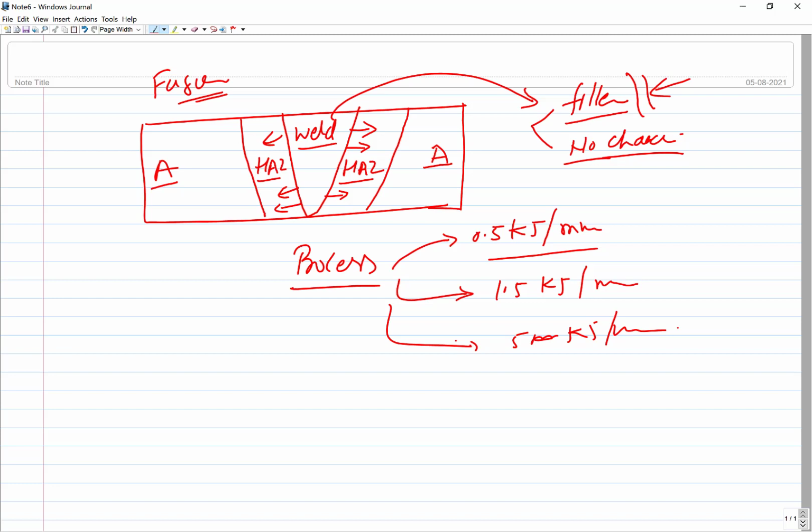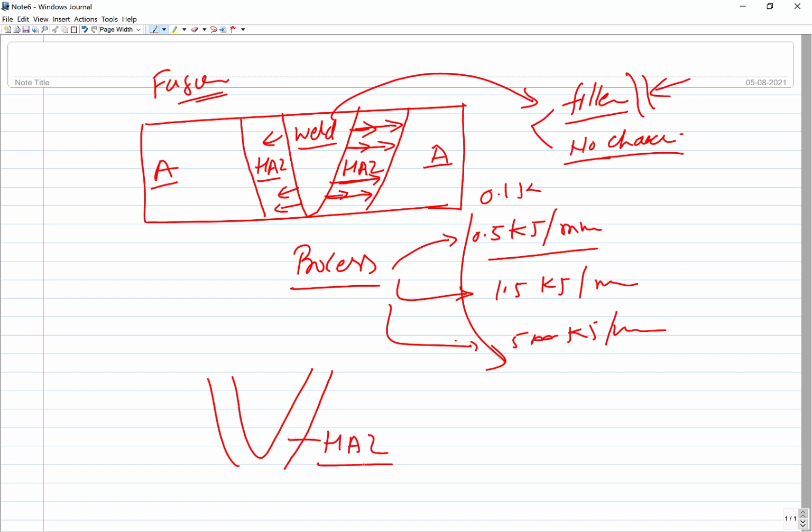The more heat you supply, the greater will be the distance and the greater will be the amount of changes that happen, the greater will be the width of the heat affected zone. But whether you use 0.1 kilojoule or whether you use 5 kilojoule, in all these cases you cannot eliminate the heat affected zone, because heat will always be dissipated to the base metal whenever it is there.